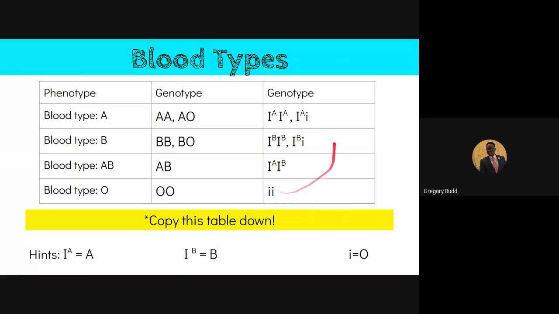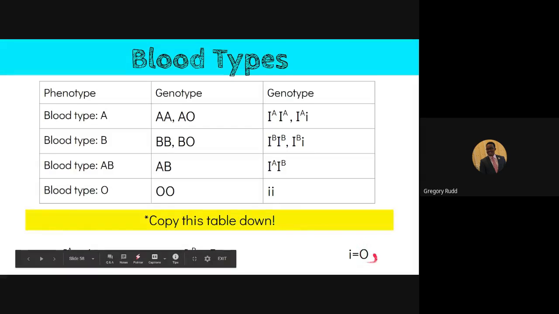You'll also notice on the right column of this chart that there's another way of denoting these genotypes. Sometimes you'll see them written with I's, the letter I. So we use a capital I for our codominant alleles, A and B. And we use a lowercase I for our recessive allele, O.